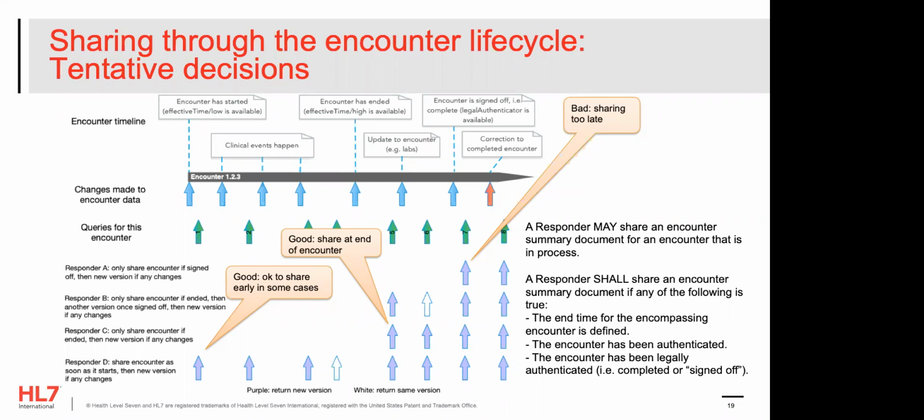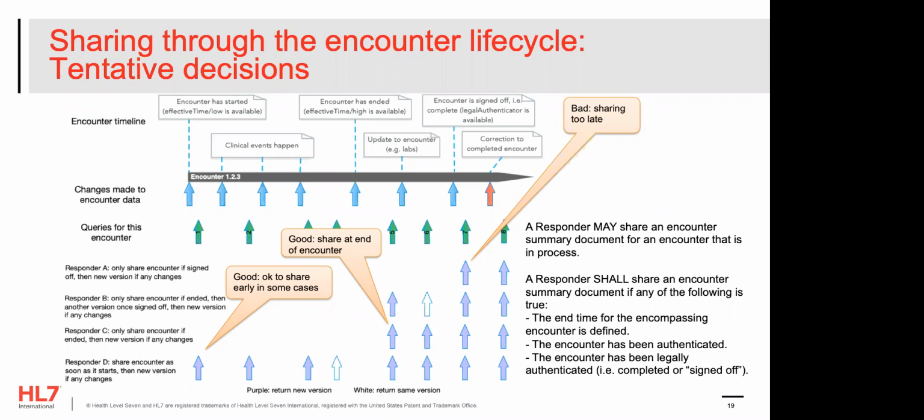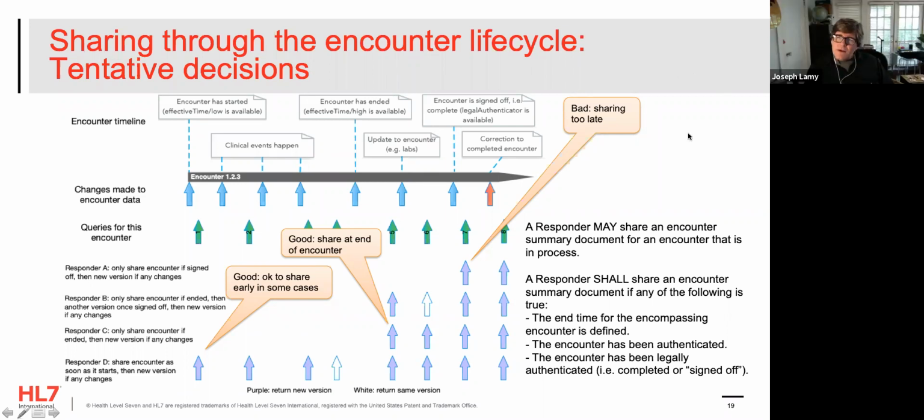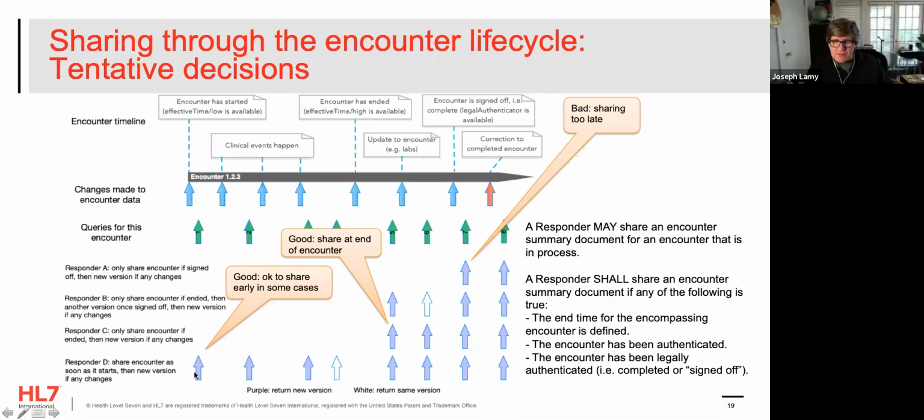Okay. That's very helpful. So that might change, Joe, that may to a shall if they're going to require those? Well, not necessarily. It would depend on how the regs are written. I don't know if they would go so far as to say you shall respond with information about that encounter at any point in its life cycle, or if they would just limit it to after you've got an effective time.